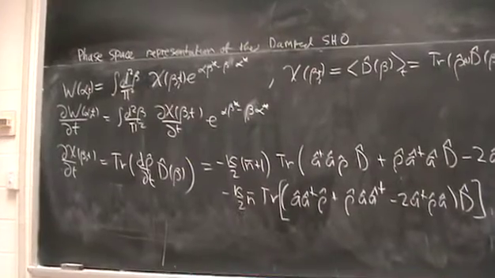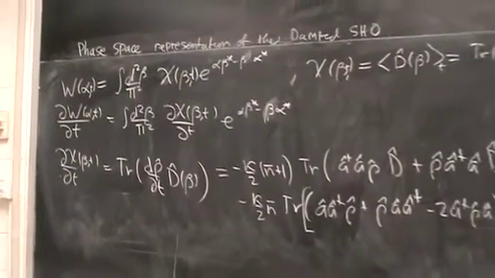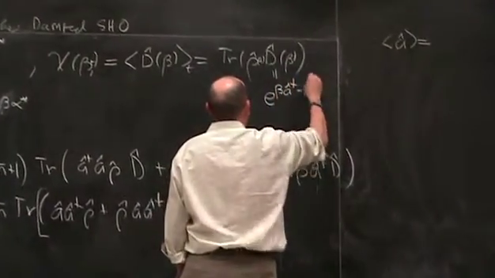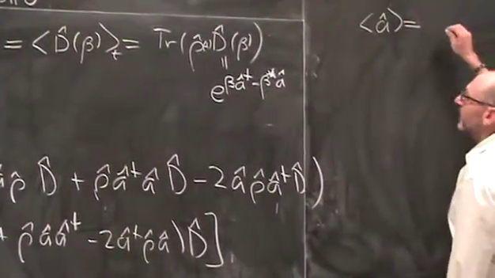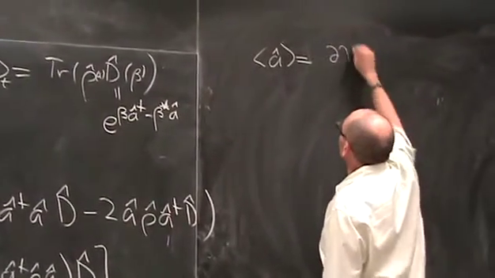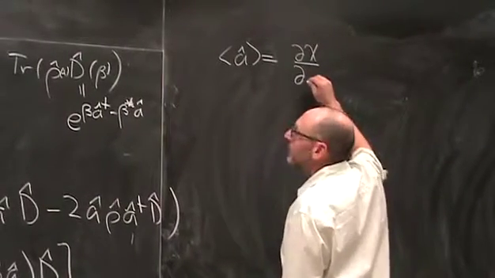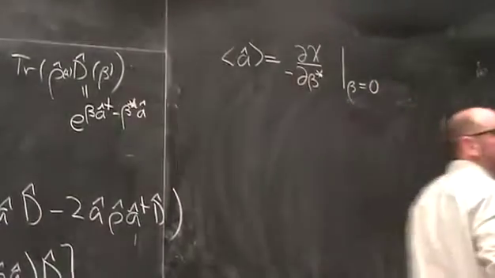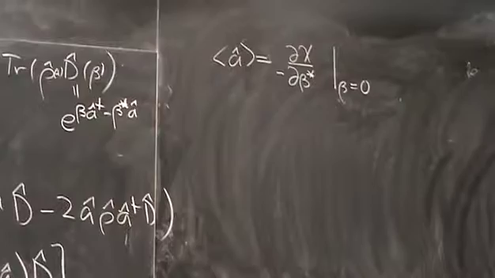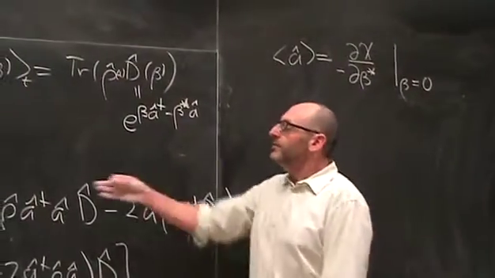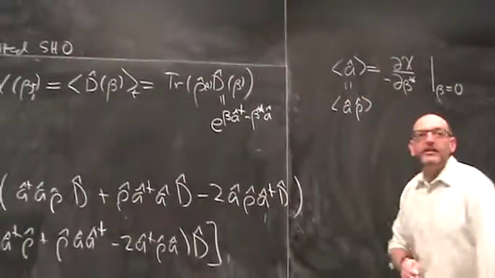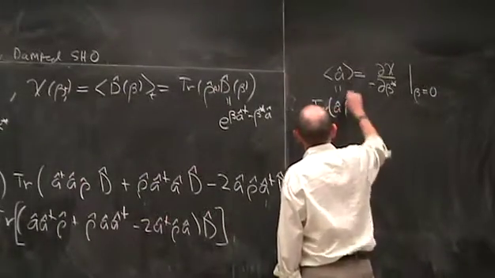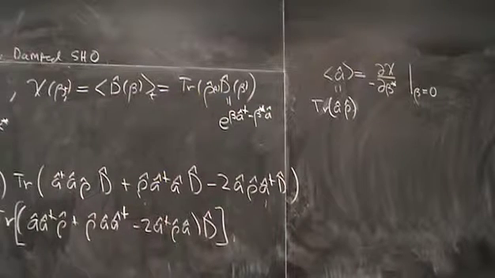So, for example, the expected value of A, well, let's put this in, this is e to the beta alpha dagger minus beta star alpha. This is equal to the partial derivative of the characteristic function with respect to beta star, evaluated at beta equals zero. Right. So what we see coming out of here, this thing, of course, is A with the rho. What we see here is the trace. Yes, the trace, thank you. Those kinds of moments of the distribution.